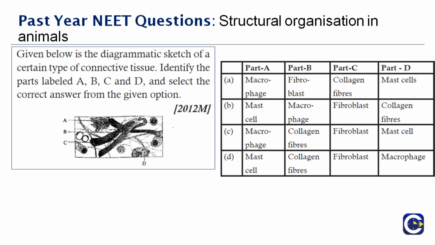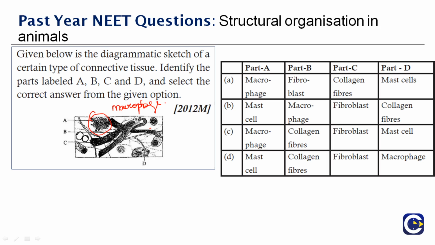Next question. Given below is a diagrammatic sketch of a certain type of connective tissue. Identify the parts labeled A, B, C and D and select the correct answer from the options given below. So what do you think will be the right answer? What is A? You can see from the shape, A looks like the shape of a macrophage. So now I've given you a clue. A is macrophage, that is for sure.